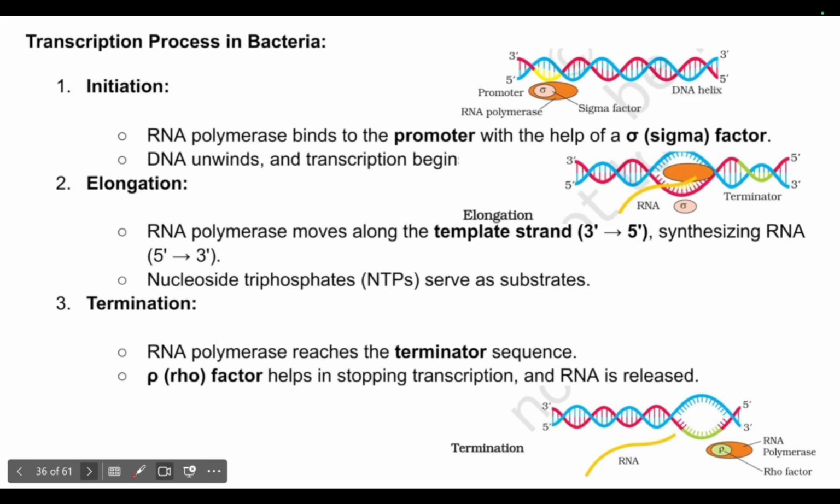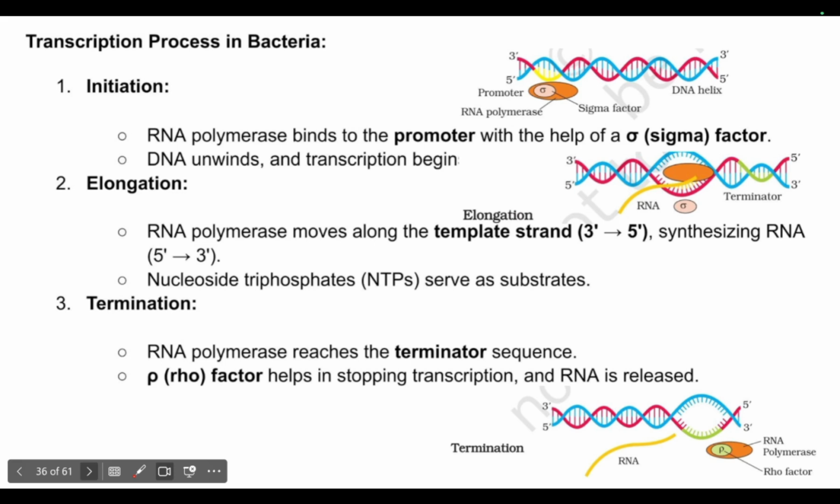Transcription involves three steps: initiation, elongation and termination. During the initiation step, the RNA polymerase will bind to the promoter. When it binds to the promoter, a sigma factor is present, and this sigma factor will help in the initiation of transcription. At this point, the DNA unwinds and the transcription will begin. So in the beginning, in the initiation, the sigma factor has an important role.